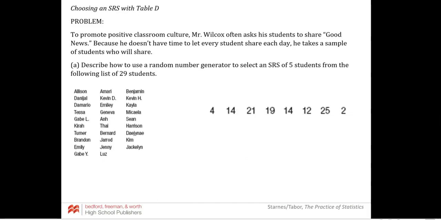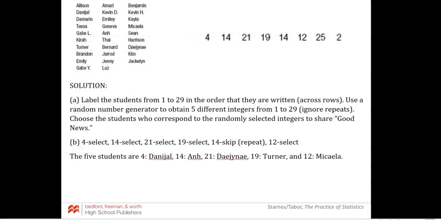If I have a repeat, I'm going to cross that out. I'm not going to count it the second time, because you've already chosen that person. You're choosing 5 of those 29. And if we need more numbers, we might have to get them. But if you look at this, there were 5 that would be selected.